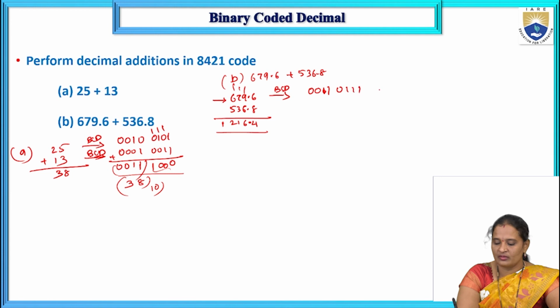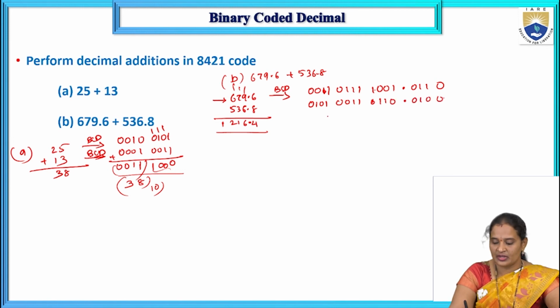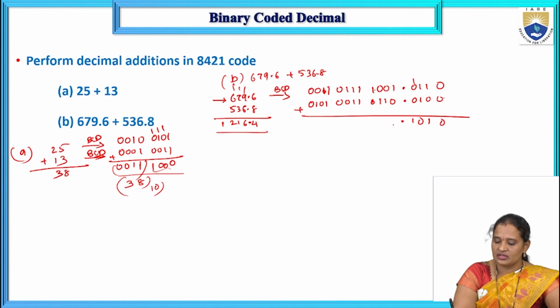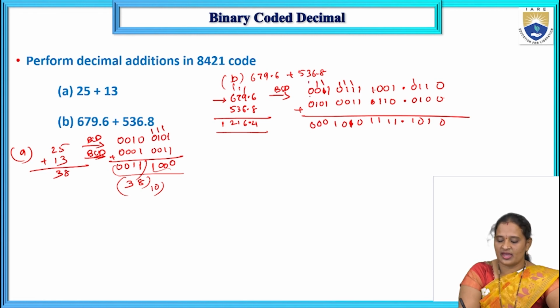0110 0111 1001.0110. Now 0101 0011 0110.0100. Now I am performing the addition here. So 0, 1, 0 with the carry 1, 1. Now 1, 1, 1, 1. Now coming to this one, 0 with the carry 1, 1 with the carry 1, because 3 ones we have, 1 with the carry 1, 0 with the carry 1, 1. Now coming to this one, 0 with the carry 1, 0 with the carry 1, 0 with the carry 1.